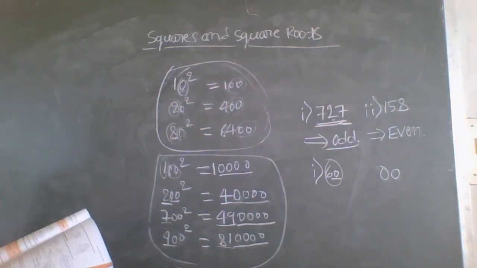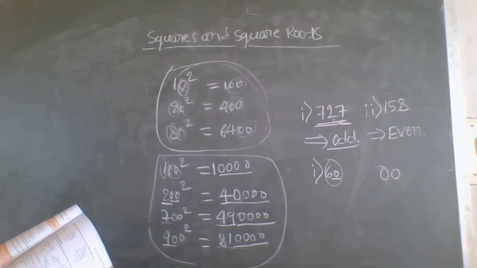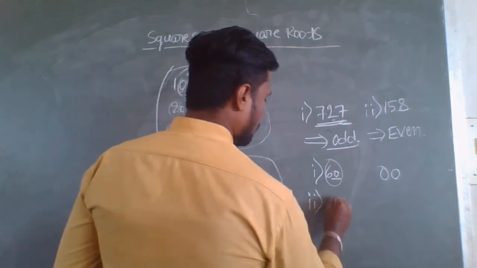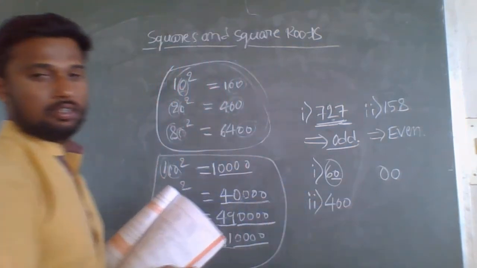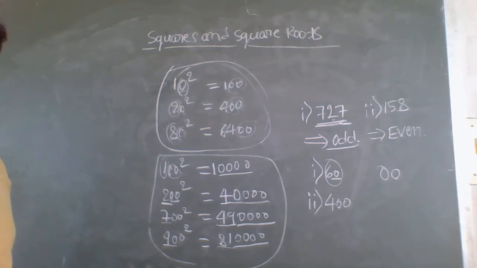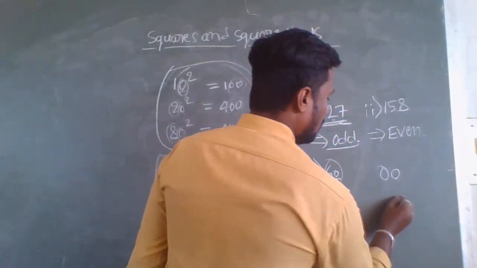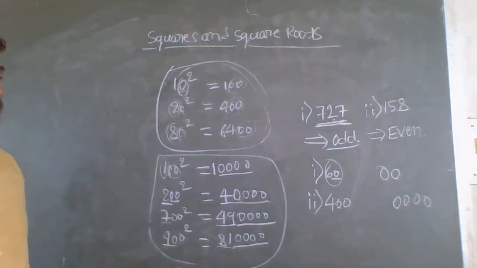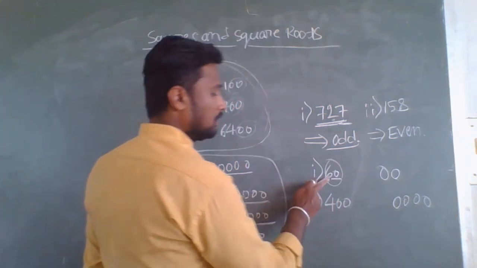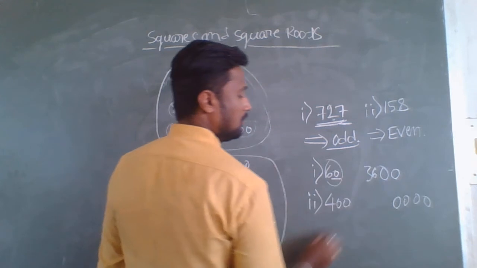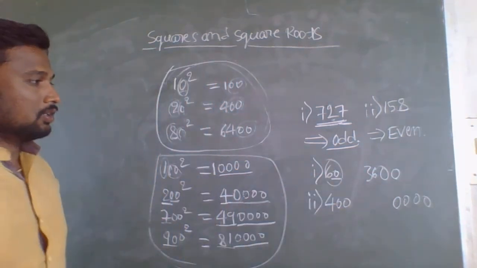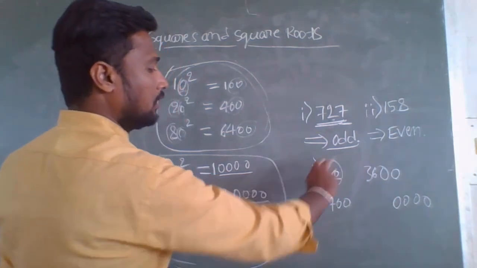Okay, like this only. Again, in the second question they have given 400. How many zeros will be there in the square number? Here it is 2, so in the square number we will get 4 zeros. And here we can directly write the square number also, because here it is 6, whose square is 36, and if it is 10 here, you can write 20. 3600 is the square value of 60.